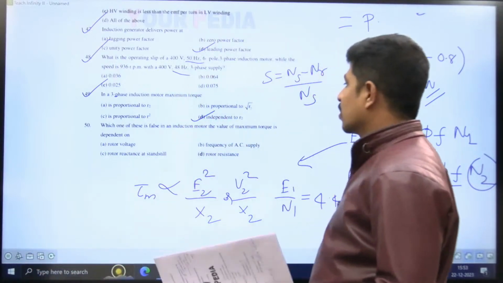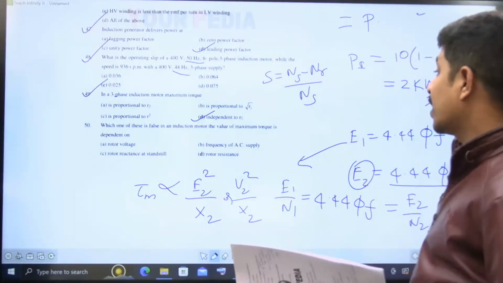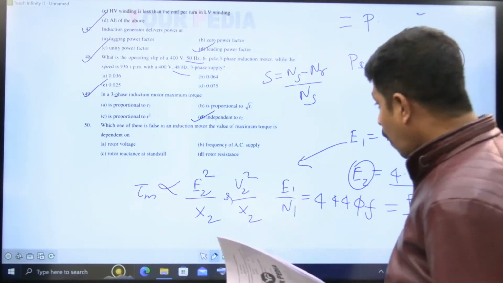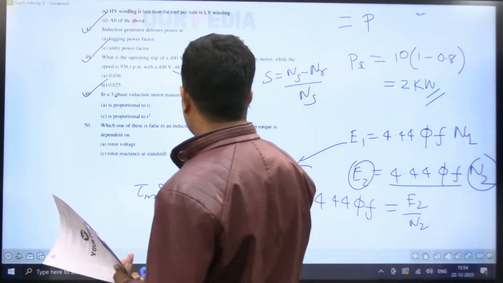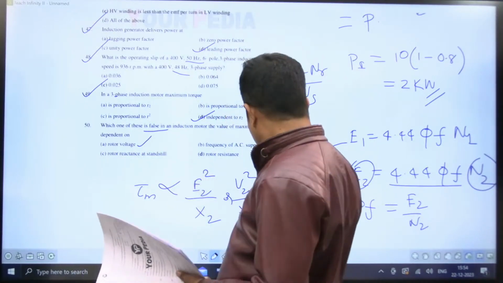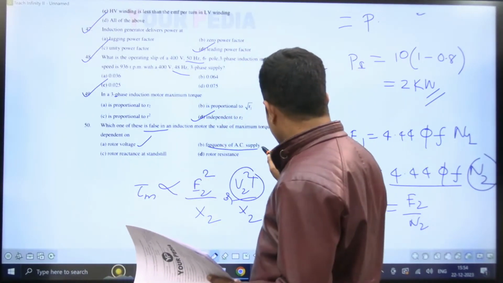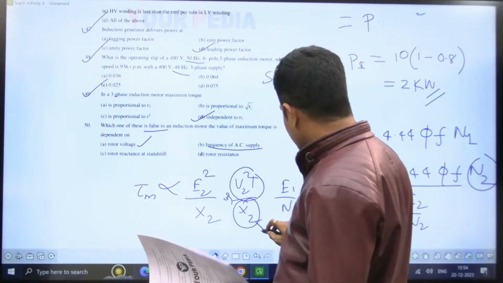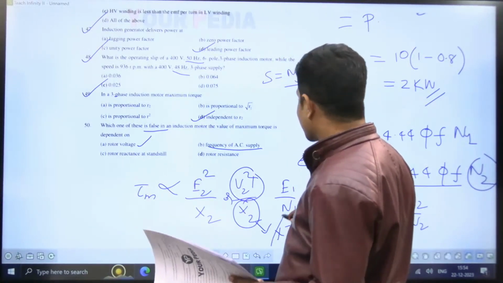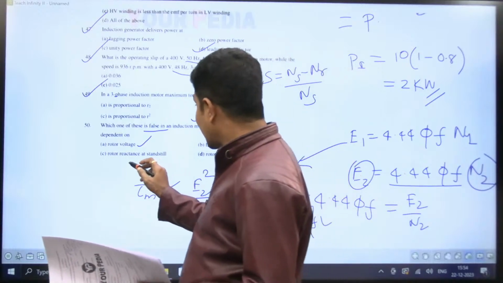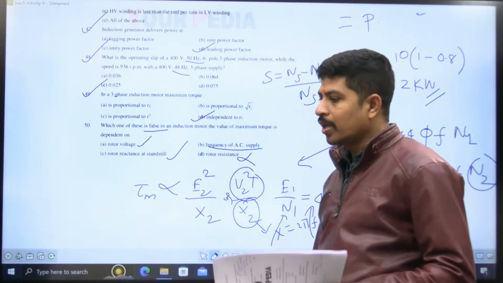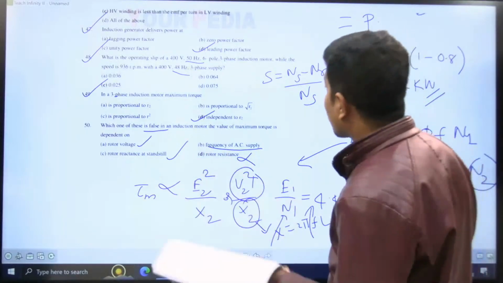Next question. Which of the following is false in an induction motor? The value of maximum torque is dependent on which of the following? It depends on rotor voltage, yes. Frequency of AC supply, yes, X is going to depend on frequency. X is equal to omega L, 2 pi FL. If F changes, then X changes. Rotor reactance at standstill, yes, this also is going to depend. Rotor resistance is not going to depend. So option D is wrong.